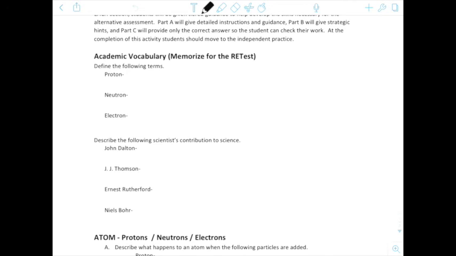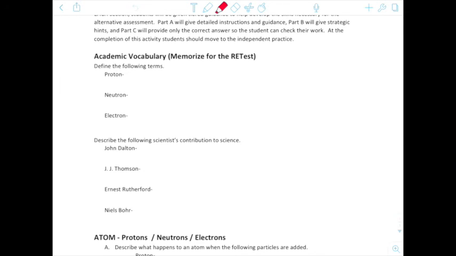Protons and neutrons are relatively the same size, and then an electron is really, really small in comparison to a proton and neutron. The next part of the academic vocabulary is describe the following scientists' contribution to science. So, what were they most notably known for when it comes to the atom? So first we have John Dalton.